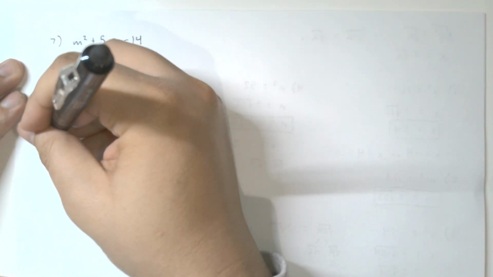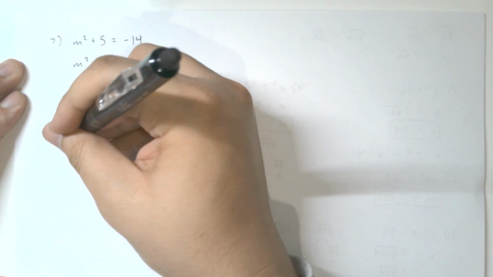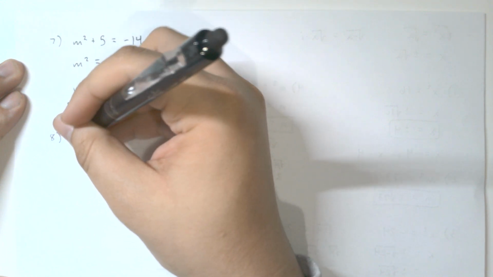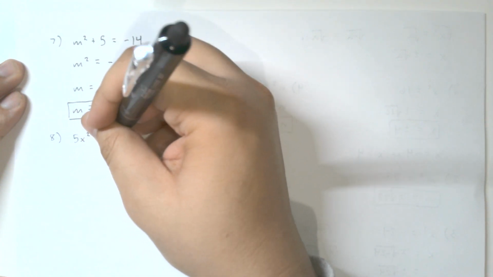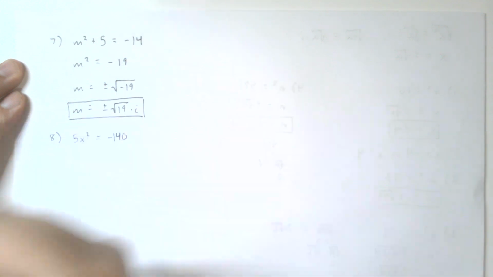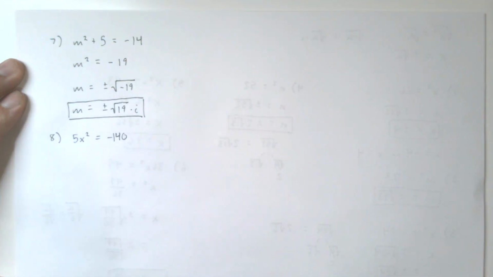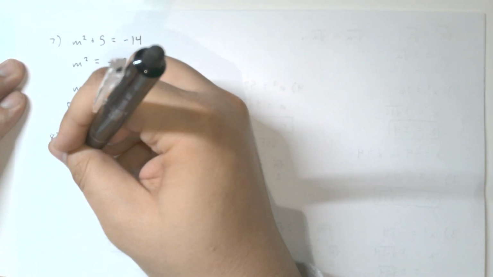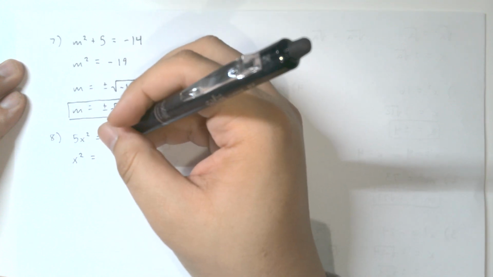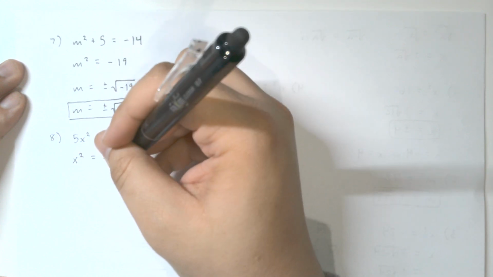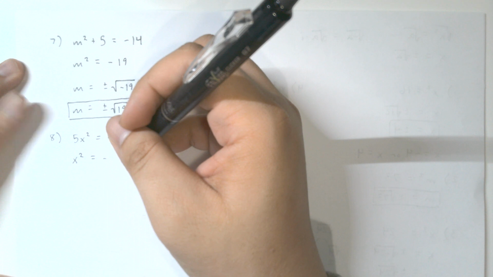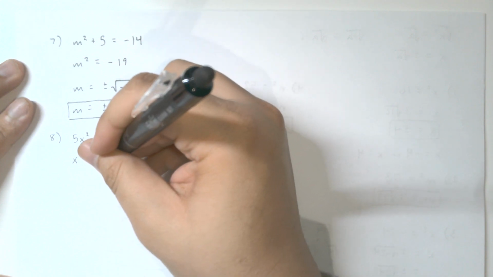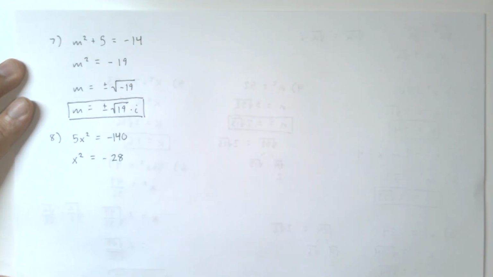For number 8, we have 5x squared is equal to negative 140. So we want to get x squared by itself. We divide by 5 on both sides. We get x squared is equal to negative 28. I had to think hard about that one.